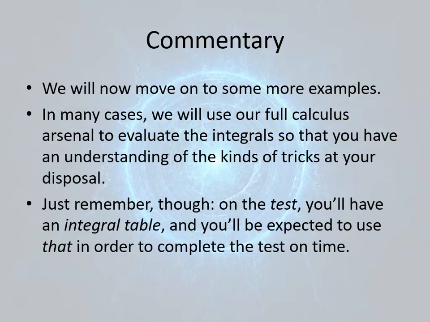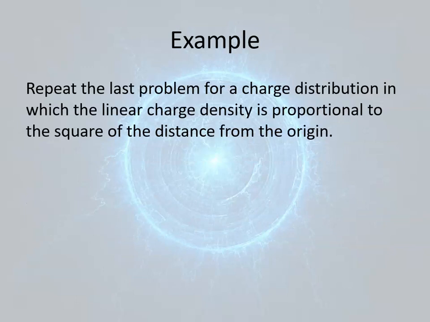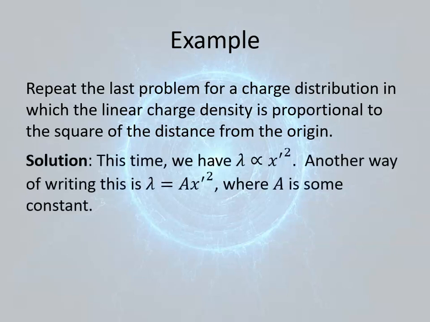So now we're going to move on to a situation where the linear charge density is not constant. It's not uniform. In the previous case, we had a constant linear charge density. Lambda was equal to Q over L. In this case, I'm going to say that we have a bar of charge, same bar of charge, total charge Q, and the bar has a length of L. But here I'm going to say that the charge density is proportional to the square of the distance from the origin. So in other words, lambda is proportional to x prime squared.